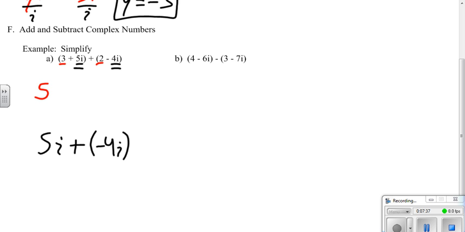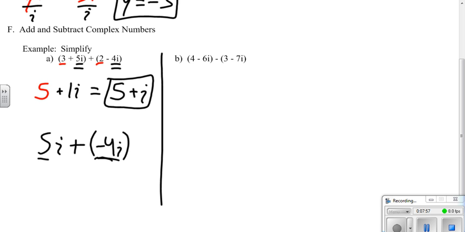When you have a negative here, it's the same as subtracting it. So 5 minus 4 would be 1. So we'd say plus 1i, or we can just simply say 5 plus i. We don't need that 1 in front of it.